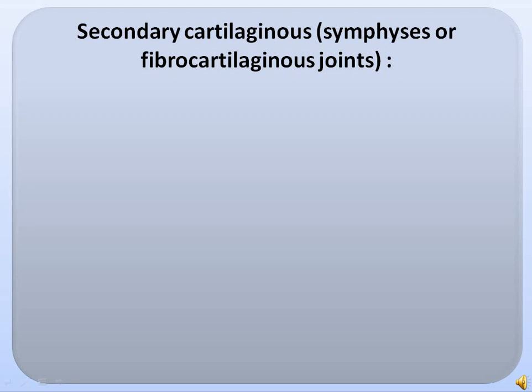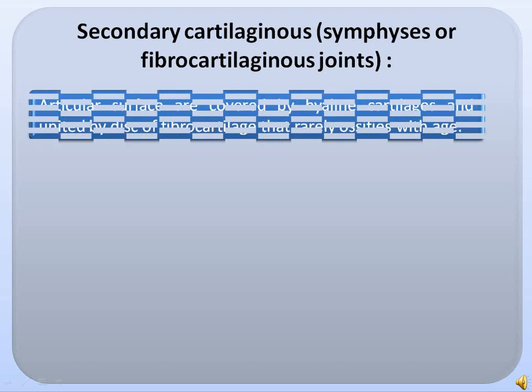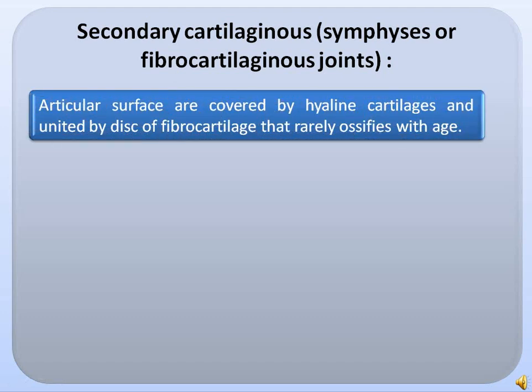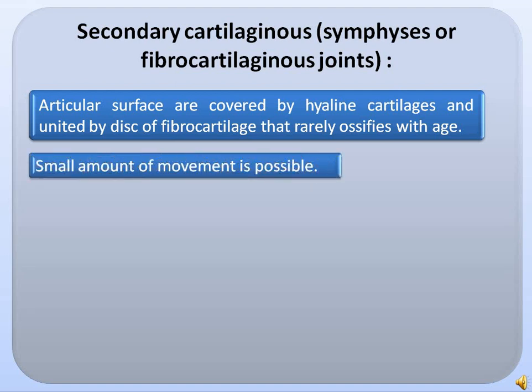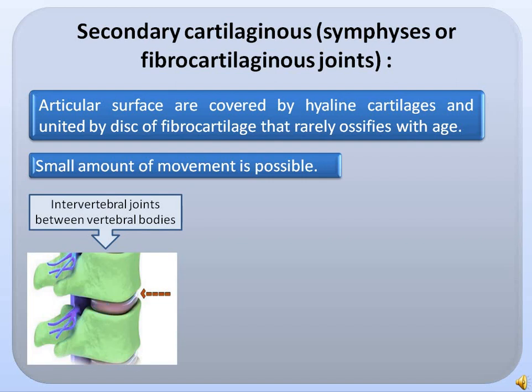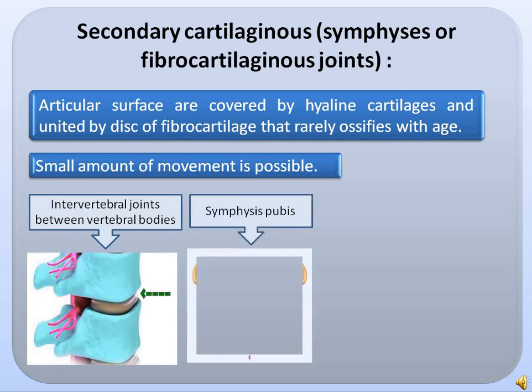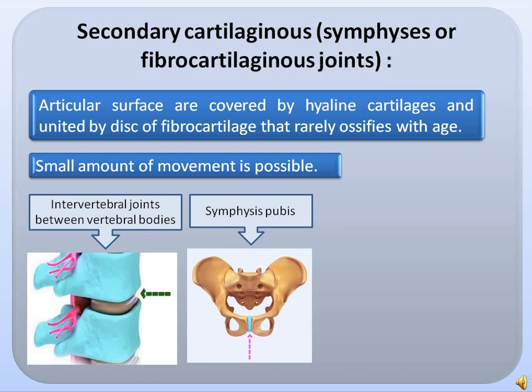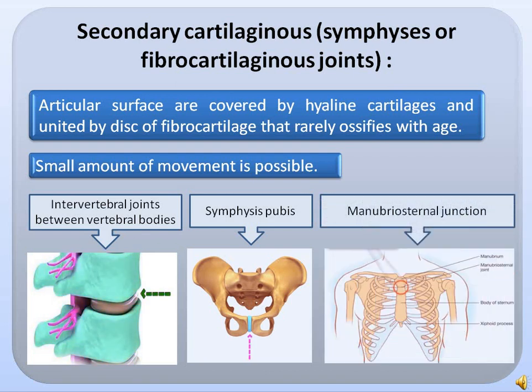Secondary cartilaginous joints, which are also called as the symphysis or the fibrocartilaginous joints. So here the articulating surfaces are covered by the hyaline cartilage, and these are then united by the disc of the fibrocartilage that rarely ossifies with age. So that means a small amount of movement is possible. The examples are the intervertebral joints which are present between the vertebral bodies. Then we have the symphysis pubis, and another example is the manubriosternal junction.